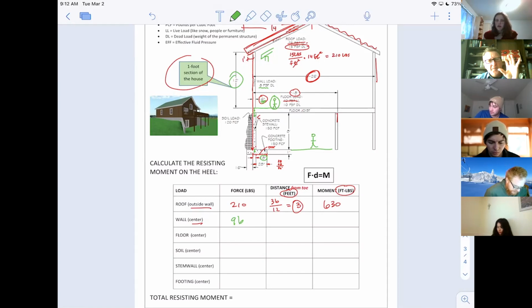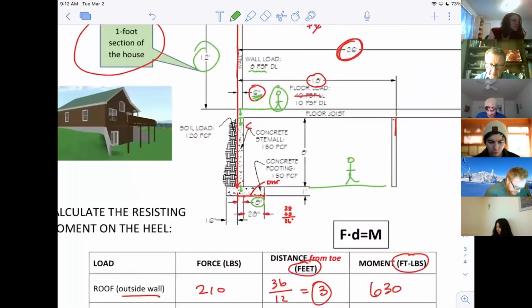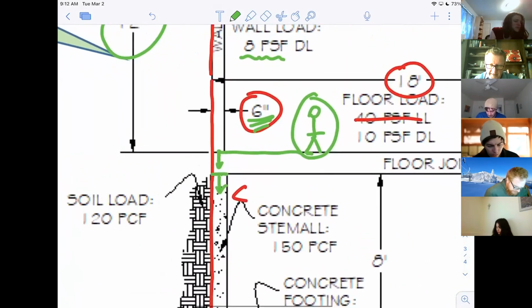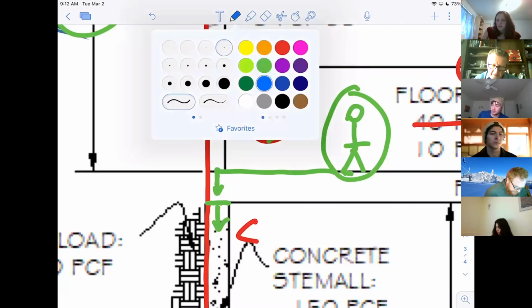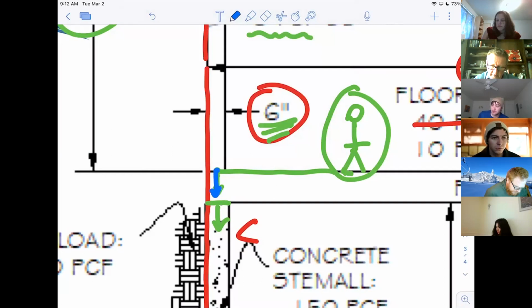Yeah, generally speaking, and we are splitting hairs a little bit here, but generally speaking, anytime you have the weight of something, it's all going to concentrate to the center. So that's why I'm saying, because this is a 6-inch wall, that 96 pounds that we just calculated is going to be sitting right in the center of that, and that's going to transfer all the way down. So since it's in the center, that means this side is 3 inches and that side is 3 inches. So it's basically 3 inches closer to the toe than the roof was.